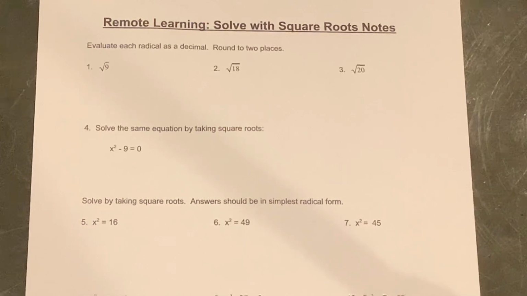So this is on your email that you should have gotten. Solve with square root notes. So let's go through this. The first part says evaluate each radical as a decimal, round to two decimal places. Now, when we did this earlier in the year, we did simplest radical form. I'm just going to do decimals. This will make it easier for you over break. If you go over this again next year, which you probably will with Mrs. Bartlett or Mrs. Castile, they'll do all simplest radical form.